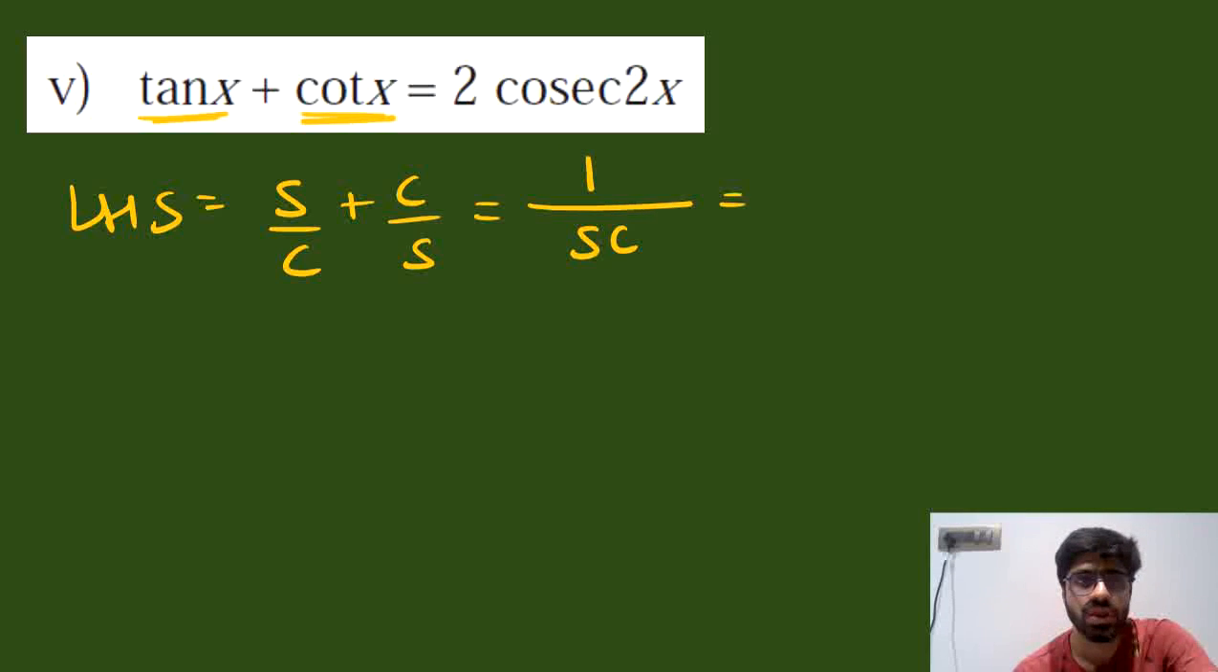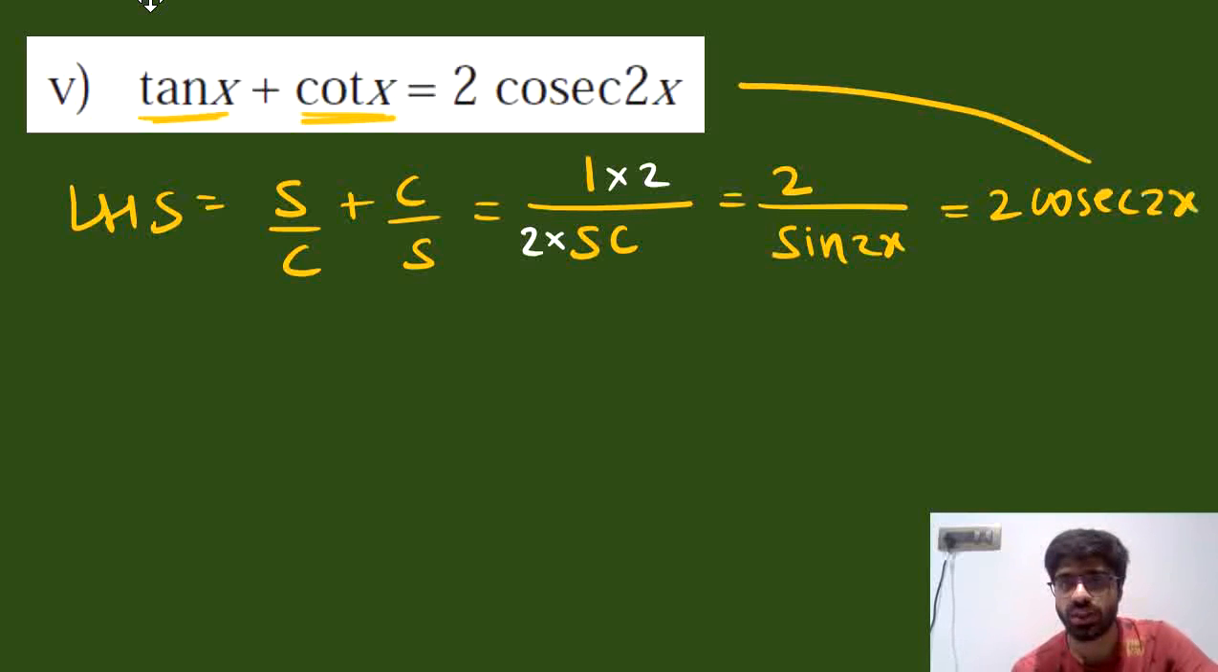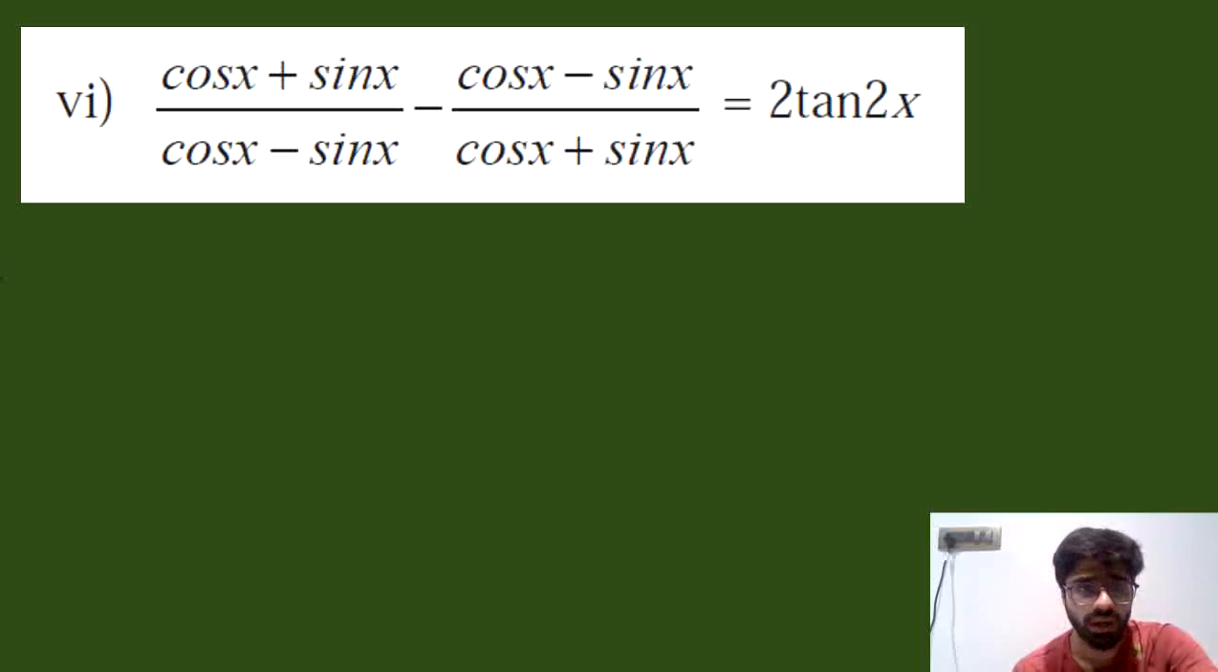And just to get our final answer, we are multiplying the numerator and denominator by 2. So in the numerator you are left with 2. In the denominator 2 sin x cos x is going to become sin 2x. That sin 2x goes in the numerator and becomes cosec 2x. So 2 times cosec 2x is what you have on the right hand side. And yes, that is how we are proving our fifth question. Let's go ahead with the sixth one.